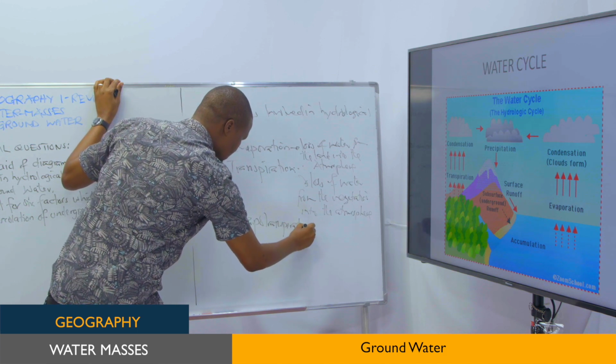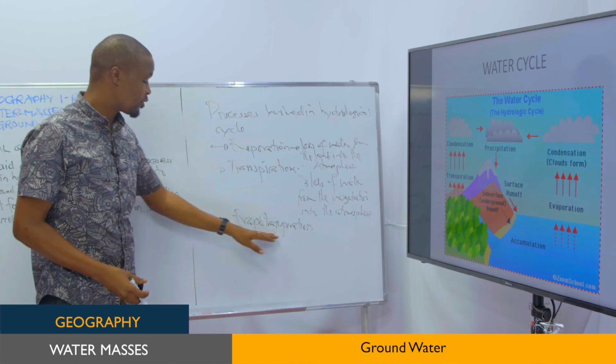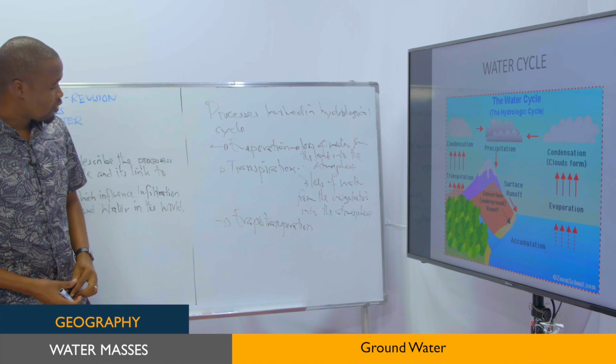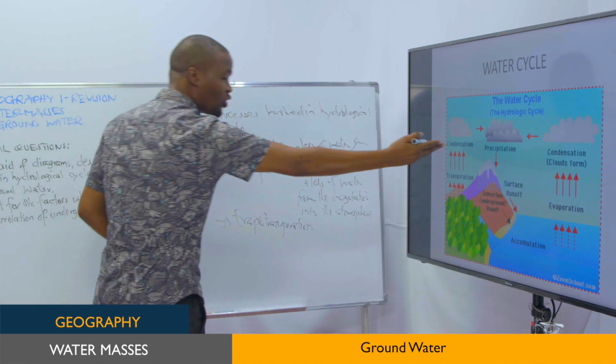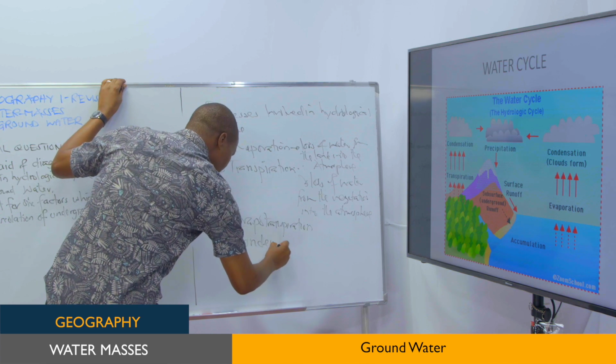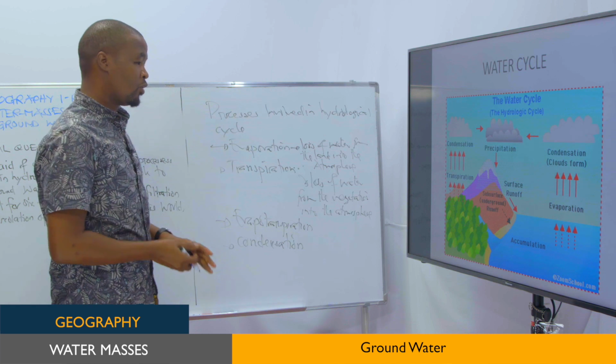Evapotranspiration. It means it is the third process. Evapotranspiration refers to the combining process of evaporation and what? And transpiration. Then from there we have the condensation. What is condensation? Remember, what is condensation?